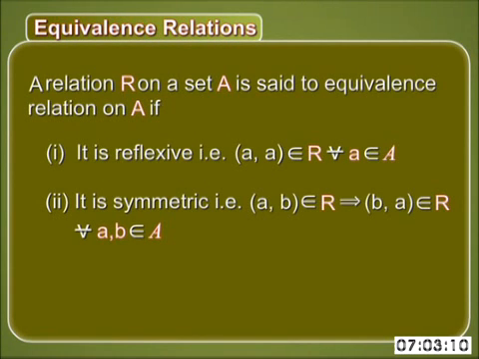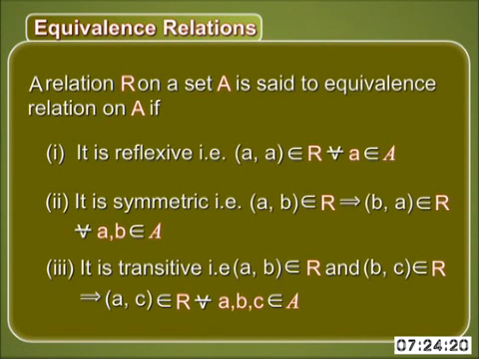It is symmetric, that is, the ordered pair (a, b) belongs to relation R. This implies the ordered pair (b, a) also belongs to relation R for all a, b belonging to set A. It is transitive, that is, the ordered pair (a, b) belonging to relation R and the ordered pair (b, c) belonging to relation R implies that the ordered pair (a, c) belongs to relation R for all a, b and c belonging to set A.